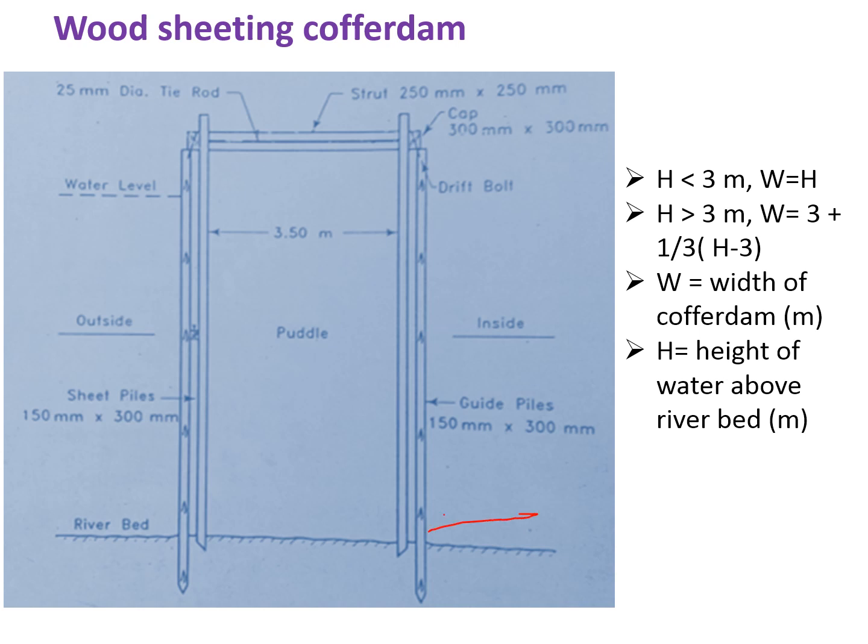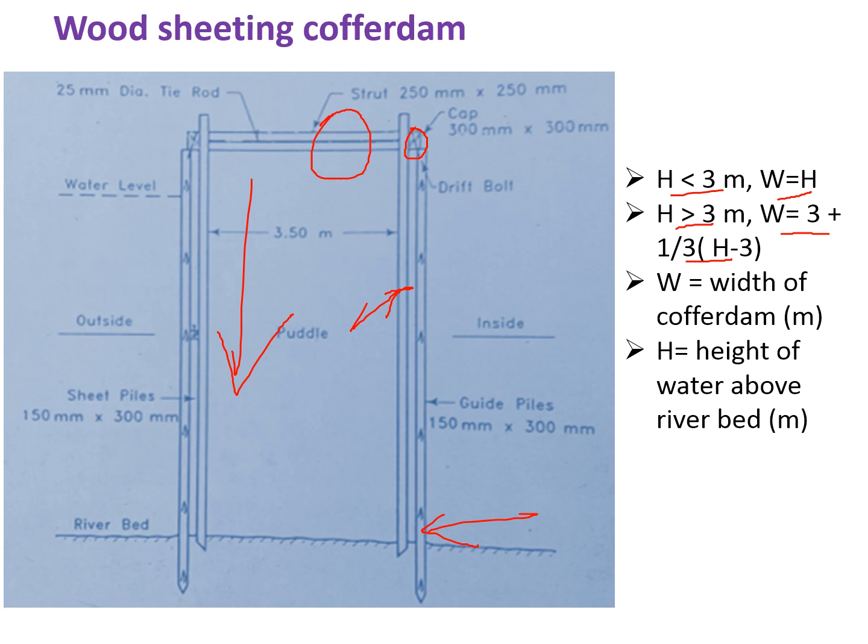First the guide pile is to be inserted. Then after this the cap is shown, then wales are there. Next is insertion of your sheet pile, then these horizontal struts are shown, then in between the puddle is inserted. Generally if height is less than 3 meter, the width may be equal to height. If height is greater than 3 meter, then width may be equal to 3 plus 1/3 of (h minus 3). That is generally kept for the wood sheeting cofferdam.